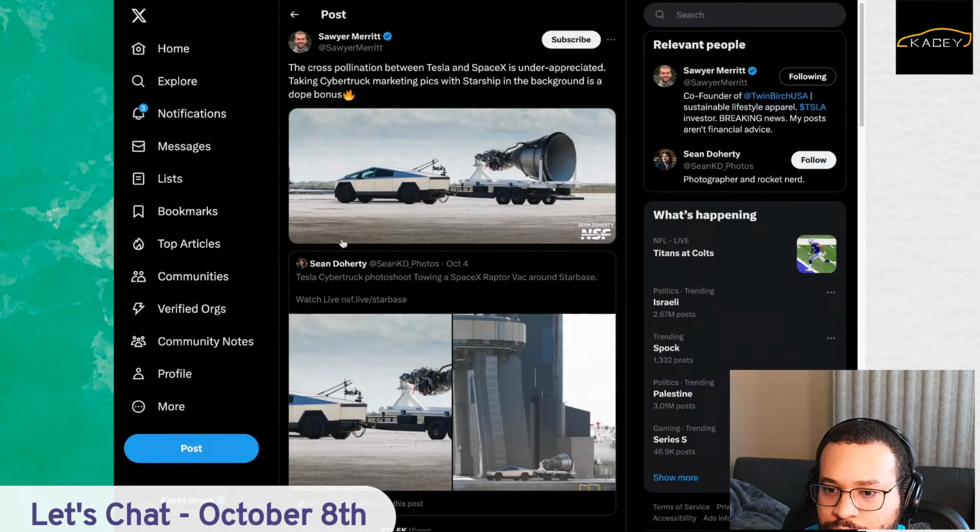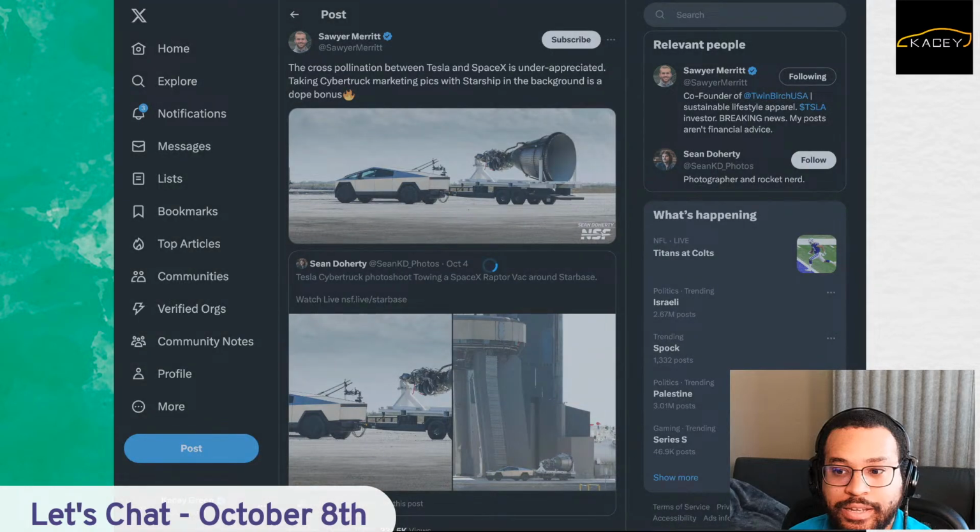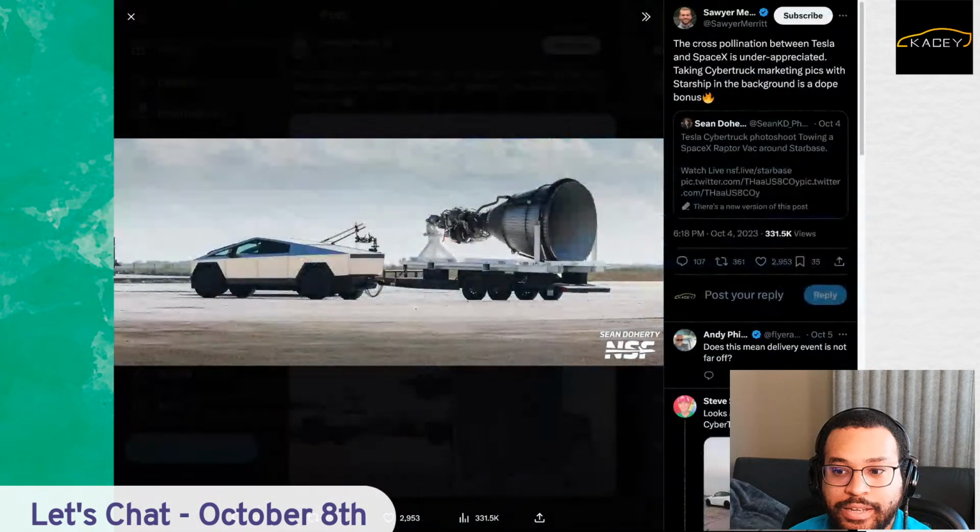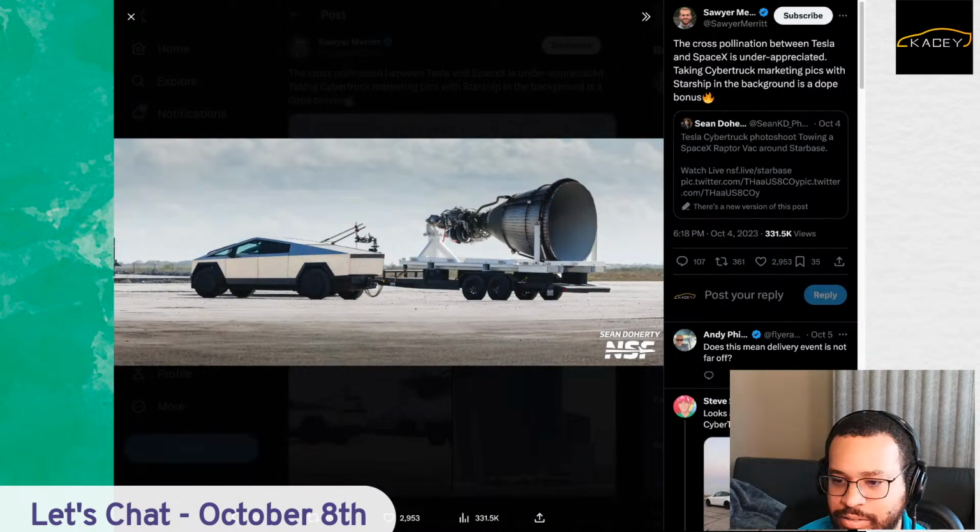Cross-pollination between Tesla and SpaceX is underappreciated. Taking Cybertruck marketing pics with the Starship in the background is a dope bonus. Fire. All right, so what we have here is a spy shot of a Tesla photo shoot. Why did I say spy shot of a Tesla photo shoot? Because you might see it. Looks like that's the Cybertruck.